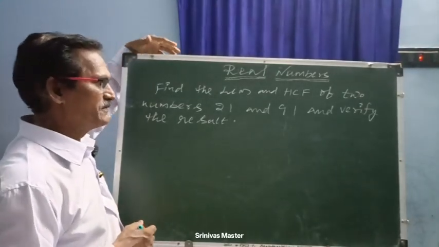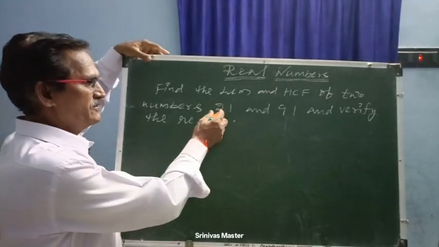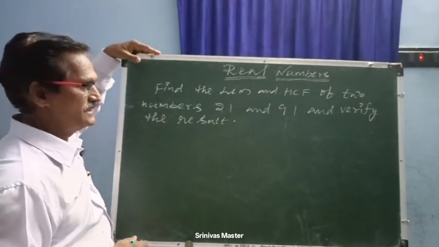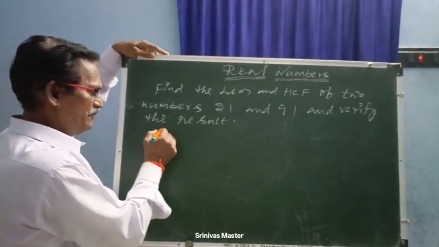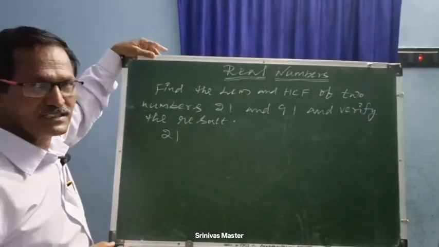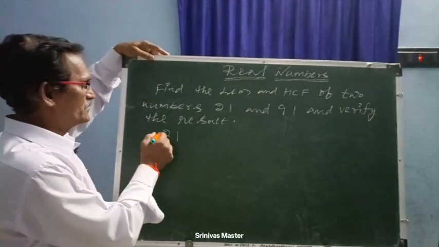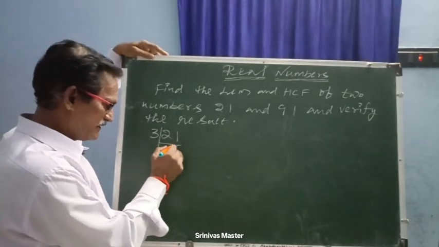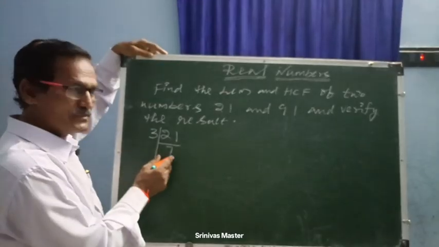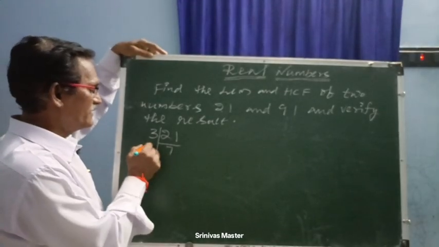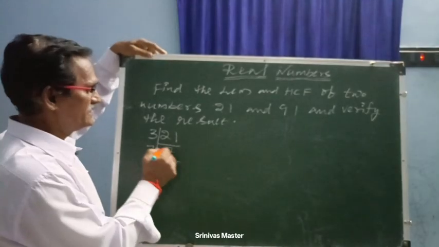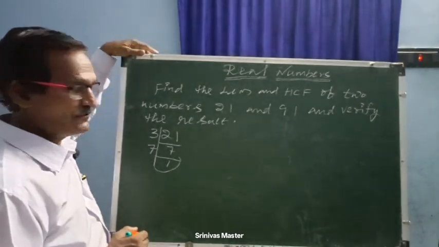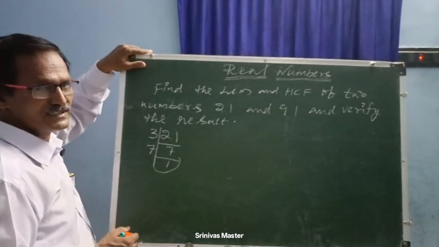Generally, you can find the prime factors of 21 as well as 91. Which is the easiest method to find LCM and HCF? First find the factors of 21, that is, prime factorization. You know that 3 is a prime number. 3 will go in 21 seven times, 3 sevens are 21. Then 7 in 7 is 1 time. So the prime factors of 21 are 3 into 7, right?